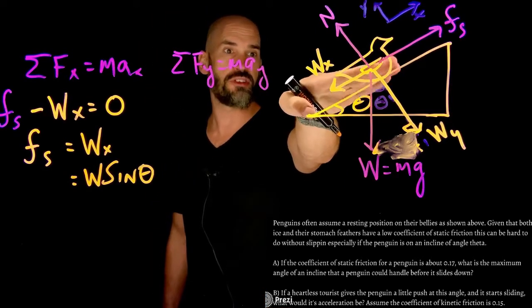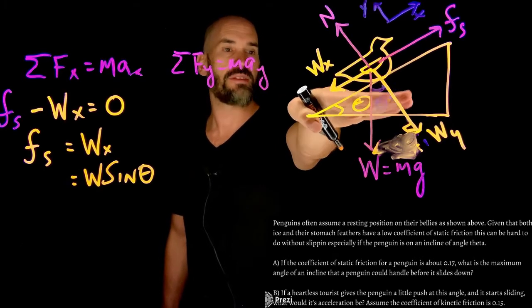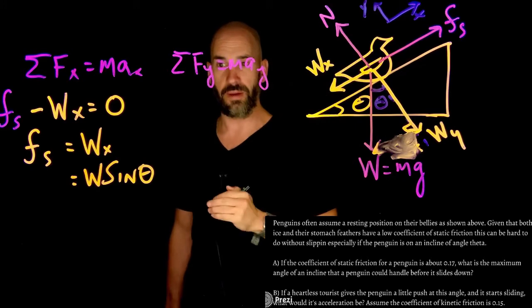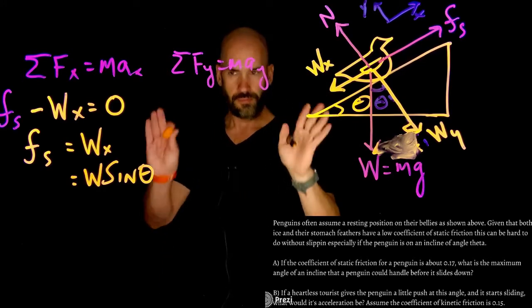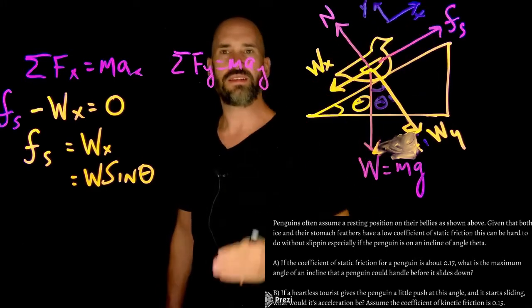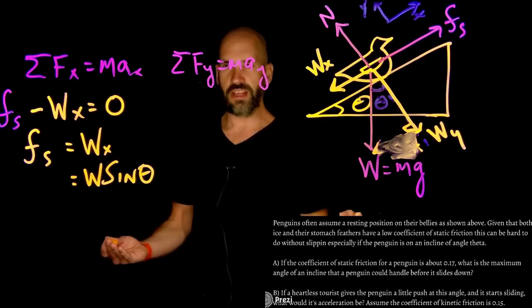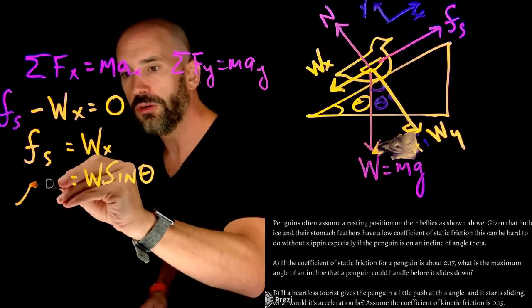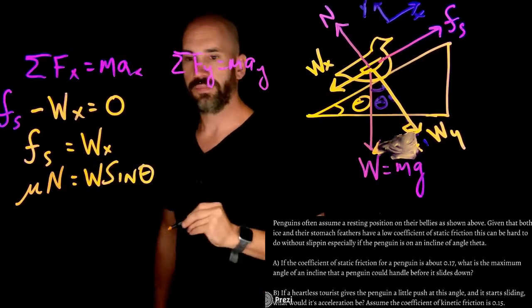And remember, theta is what I'm looking for. What is the maximum angle such that this guy doesn't slip, and if I make it any bigger than that, then the poor penguin does start to slip. Okay, so we got that. Next question, what is Fs? What is this static frictional force? Well, you guys know that. Frictional forces are always mu times N, okay?